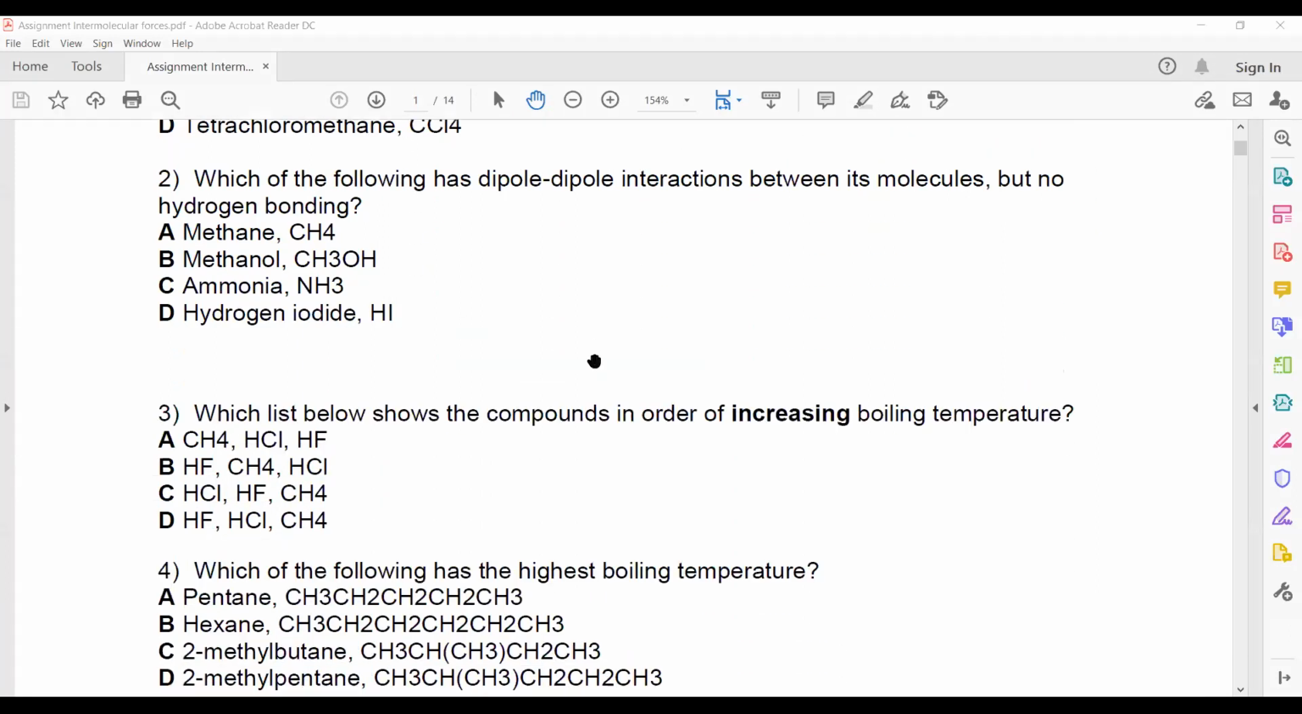Question 2. Which of the following has a dipole-dipole interaction between its molecules but no hydrogen bond? Keep in mind, a hydrogen bond can form when hydrogen forms a bond with oxygen, nitrogen, and fluorine.